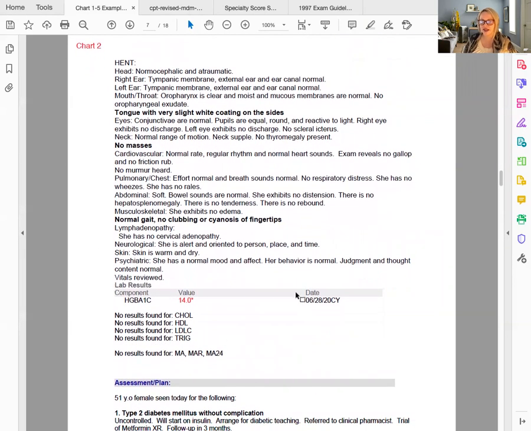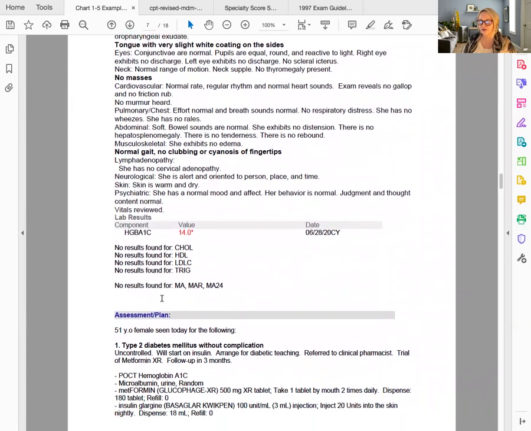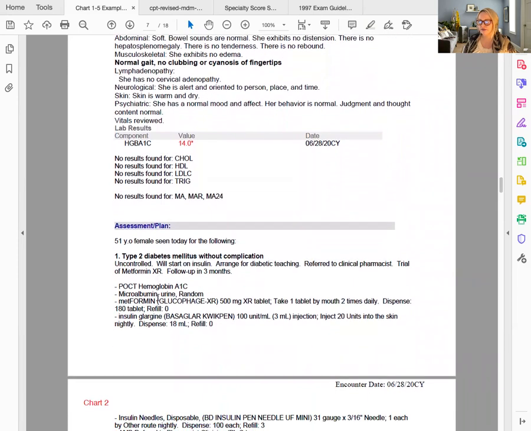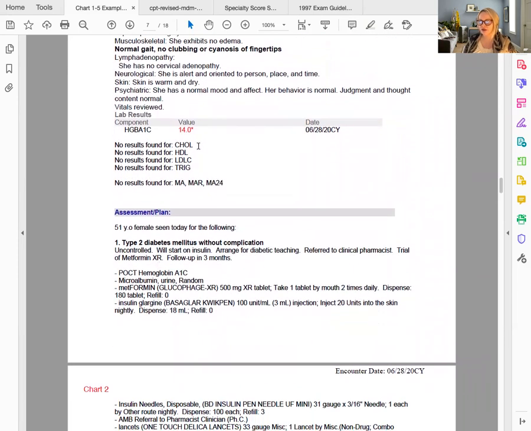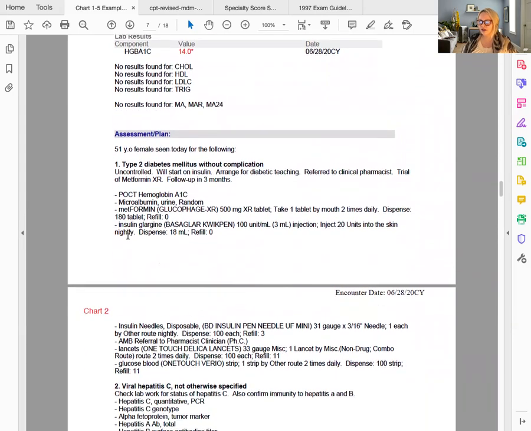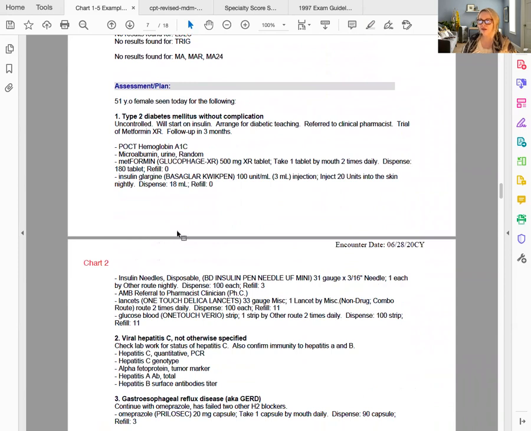In fact, take note that we do have a lab result here for this patient. Obviously, no results found for other labs would not be counted as an individual lab because there were no results. And they've ordered a slew of different information.